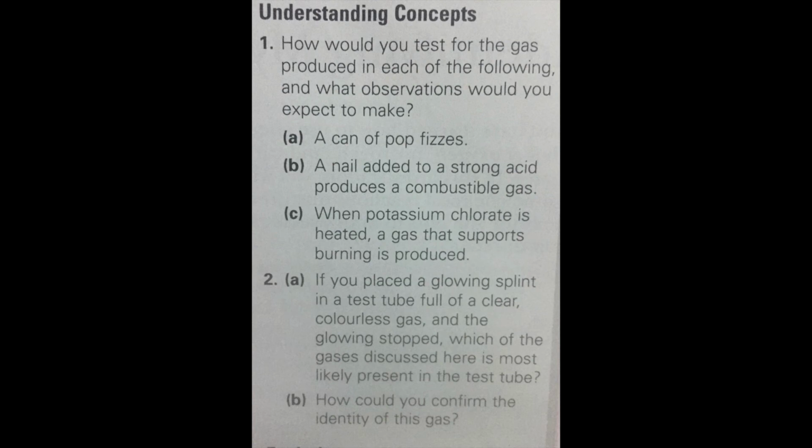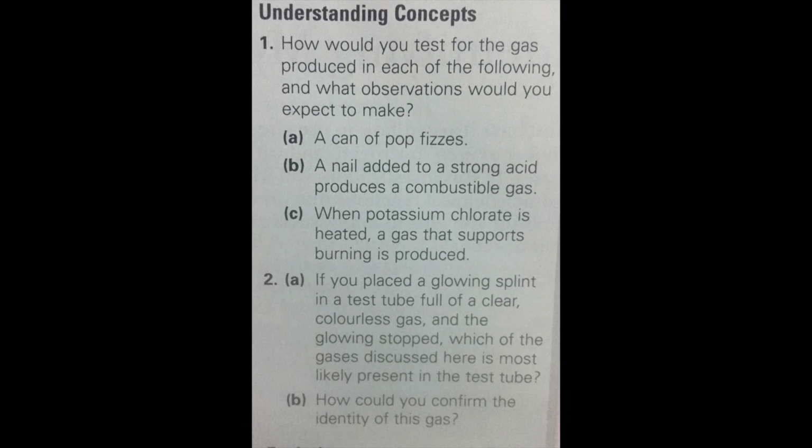Understanding concepts. 1. How would you test for the gas produced in each of the following, and what observations would you expect to make? A. A can of pop fizzes, that would be carbon dioxide, lime water test. B. A nail added to a strong acid produces a combustible gas.